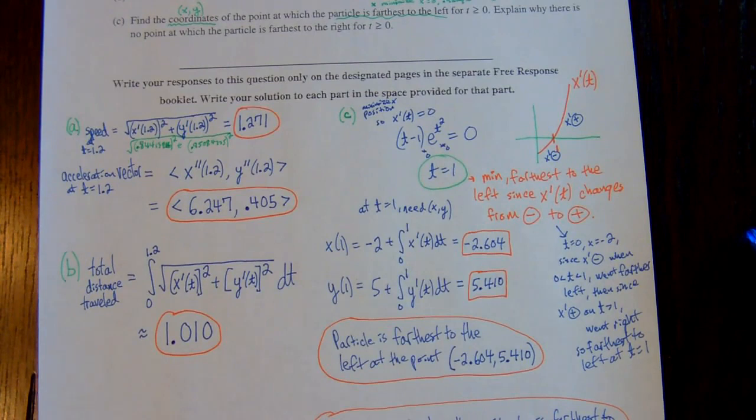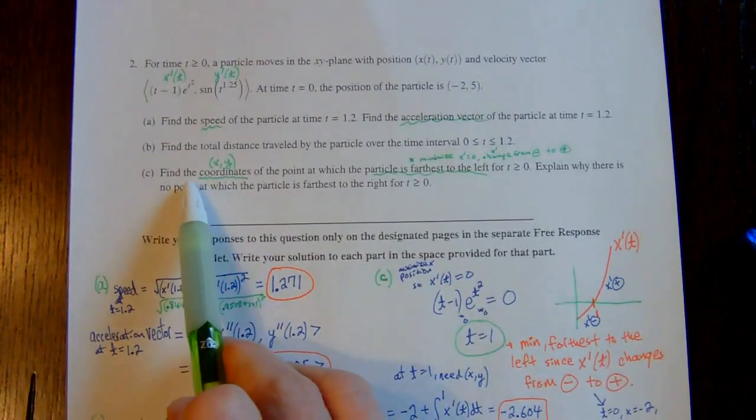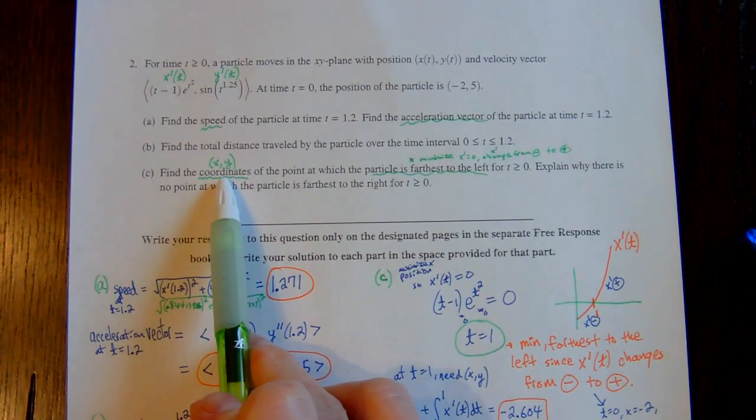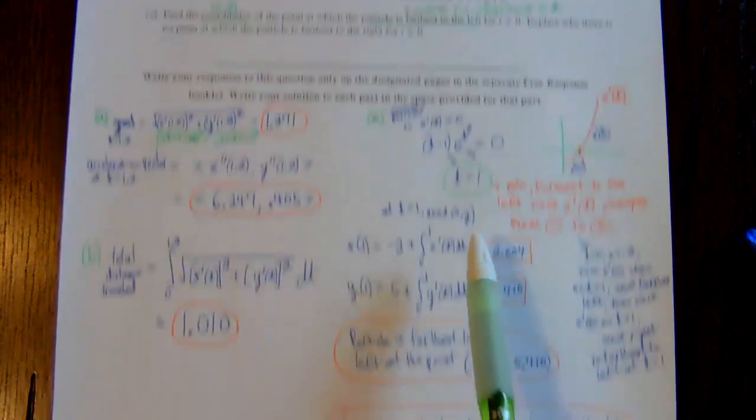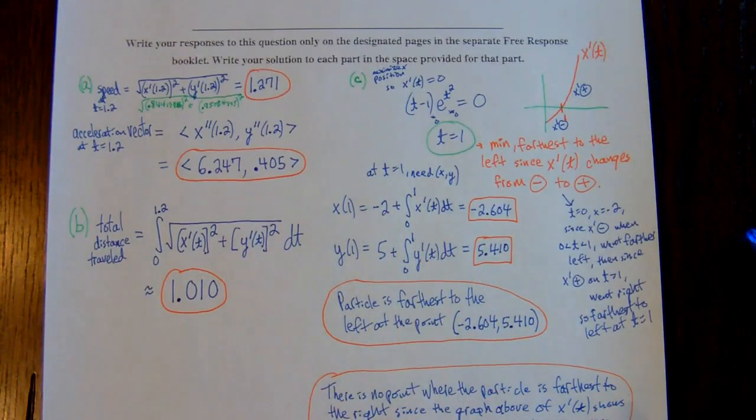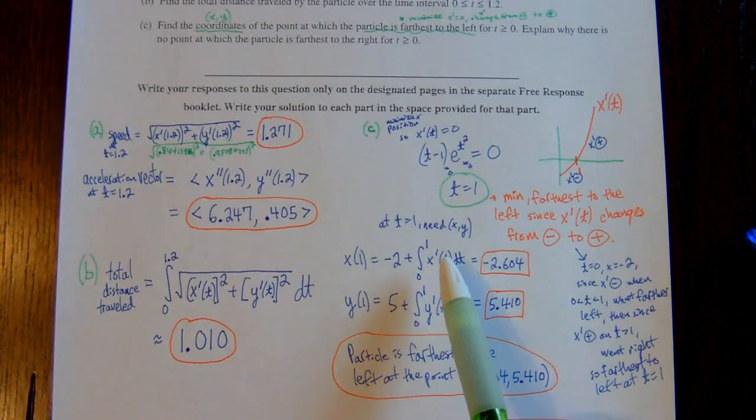We got some partial credit on this problem. But again, at the beginning, we said we need the coordinates of this thing. So I need an X and a Y. So when T is equal to 1, I need the X and the Y. And so what we need to do here, if I integrate the X prime, that gives me X.